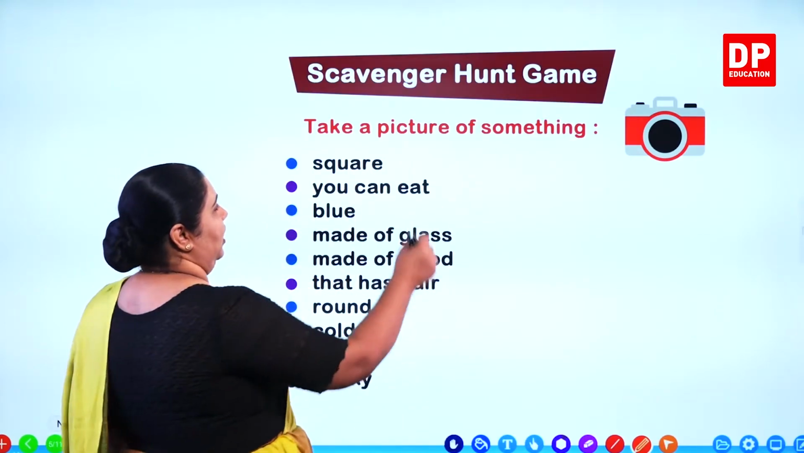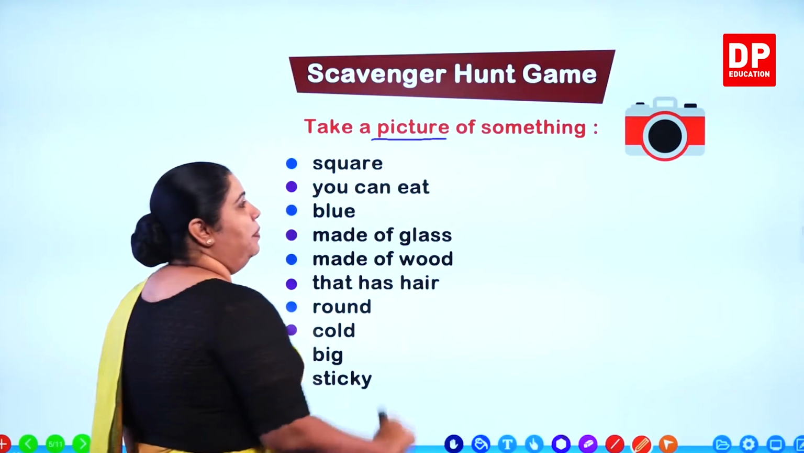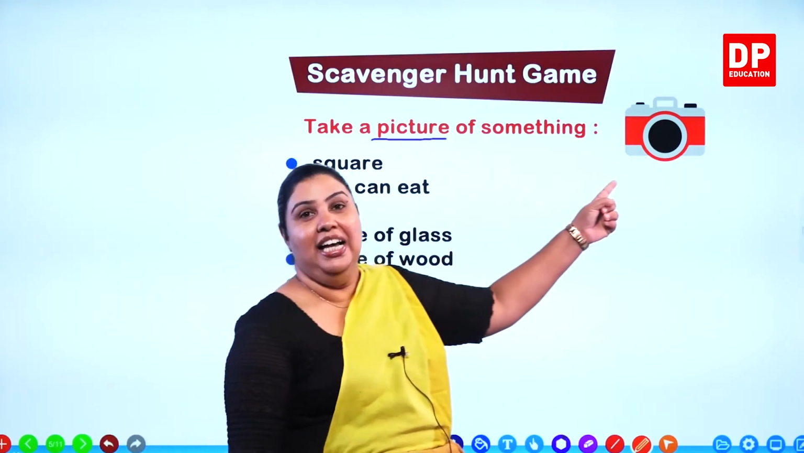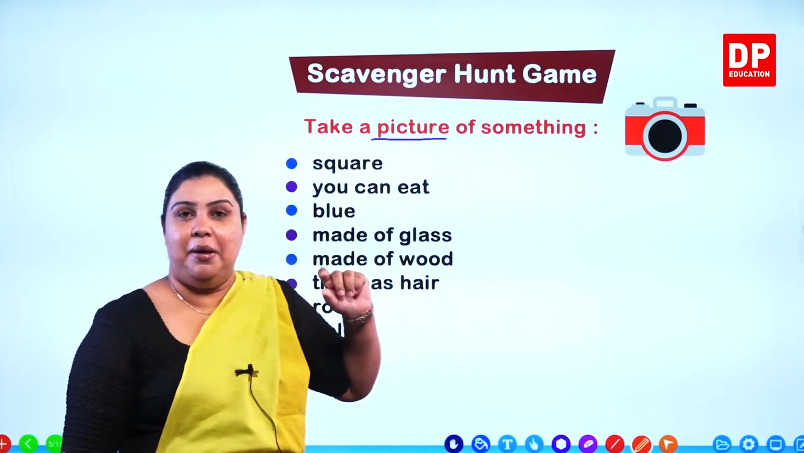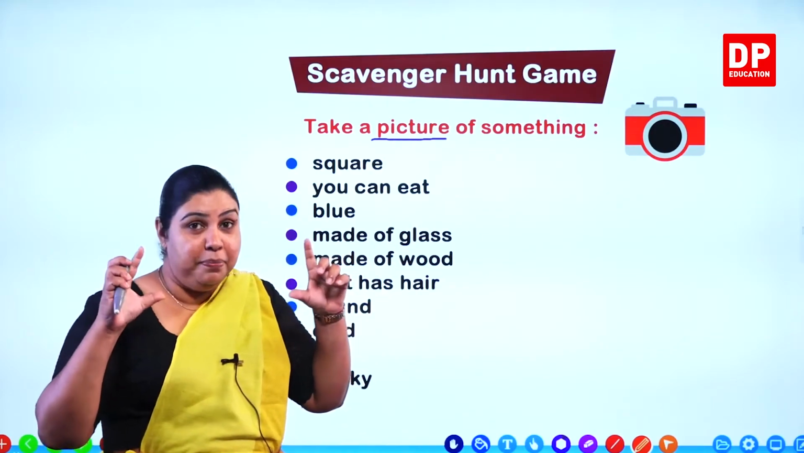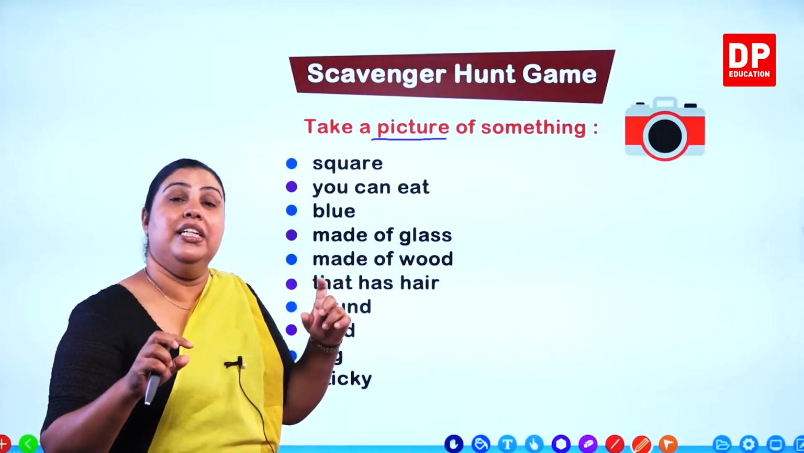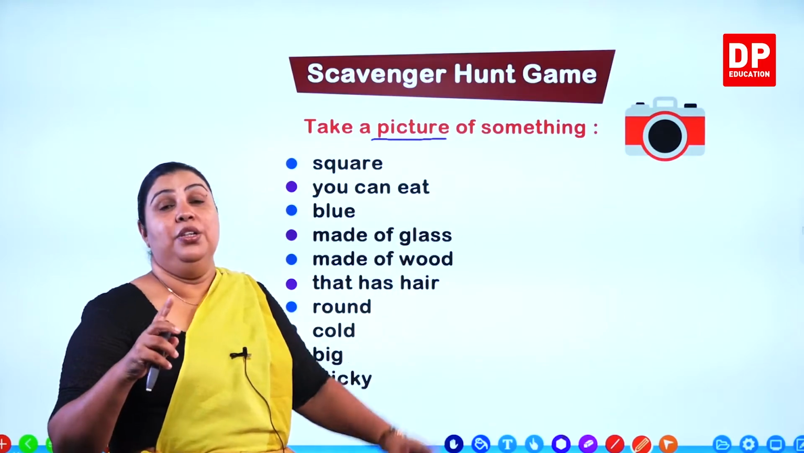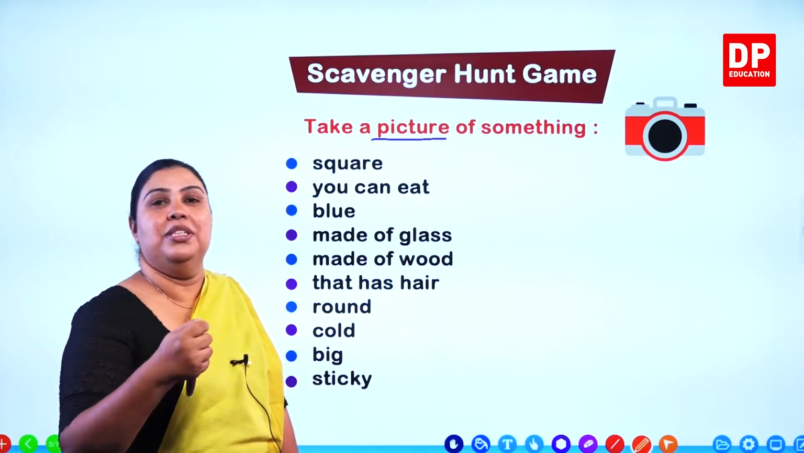Take a picture. Now you have to take a picture. Now what is this? That is a camera. Camera is the instrument that you take pictures with. Nowadays, not like that camera. You have cameras in your mobile phones as well.